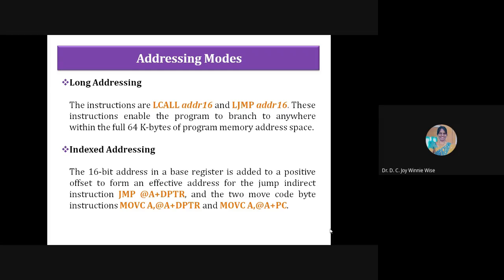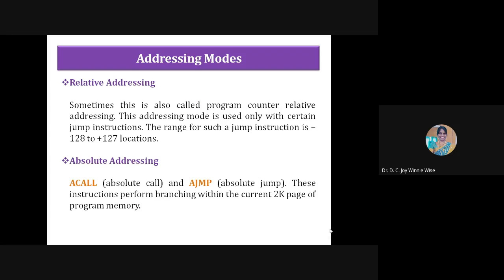Indirect addressing uses @R0 or @R1. Okay. Next one is immediate addressing, in which one of the operands must be data. Then relative addressing: the short jump instruction comes under this relative addressing. Absolute addressing is jumping, the control transfer, to a memory location that is available within a 2K memory block. Okay, that is absolute addressing.